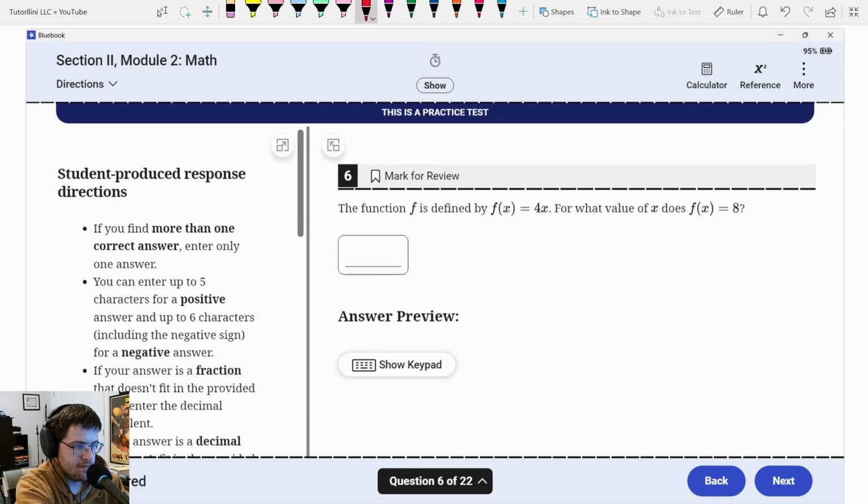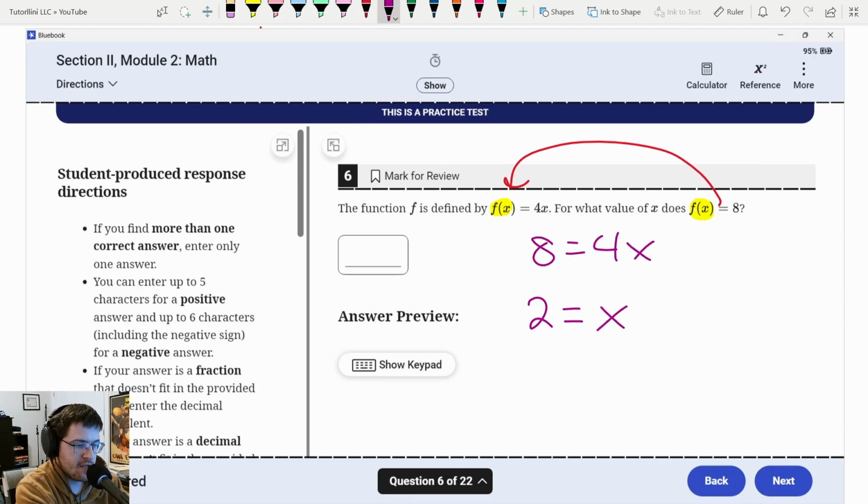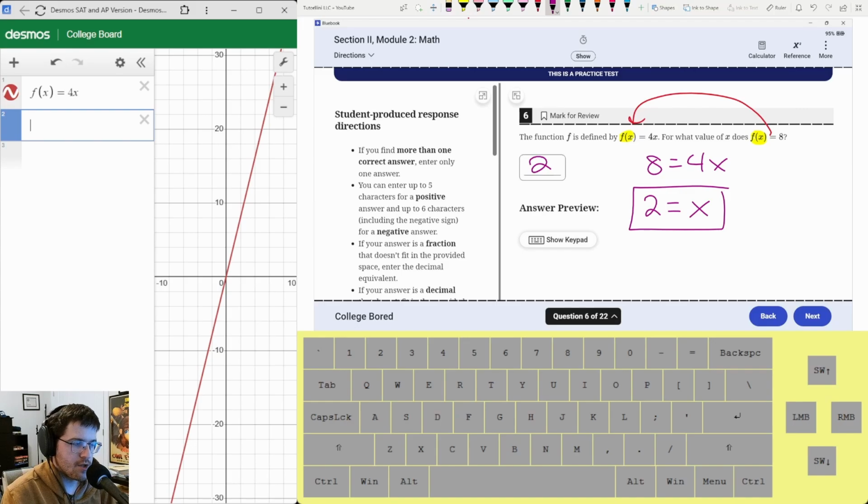Okay, question 6. So they tell us that f of x is equal to 8. So we're going to put that in right here. We get 8 equals 4x. We divide both sides by 4 and we get 2 equals x. So the answer is 2. We could also do this on Desmos. Let's go do that. So I typed in the equation, and then I could type in f of x equals 8, but since f of x and y are interchangeable, I just write y equals 8 so that Desmos doesn't get confused. I click on where it meets, and I see that happens when x is 2.